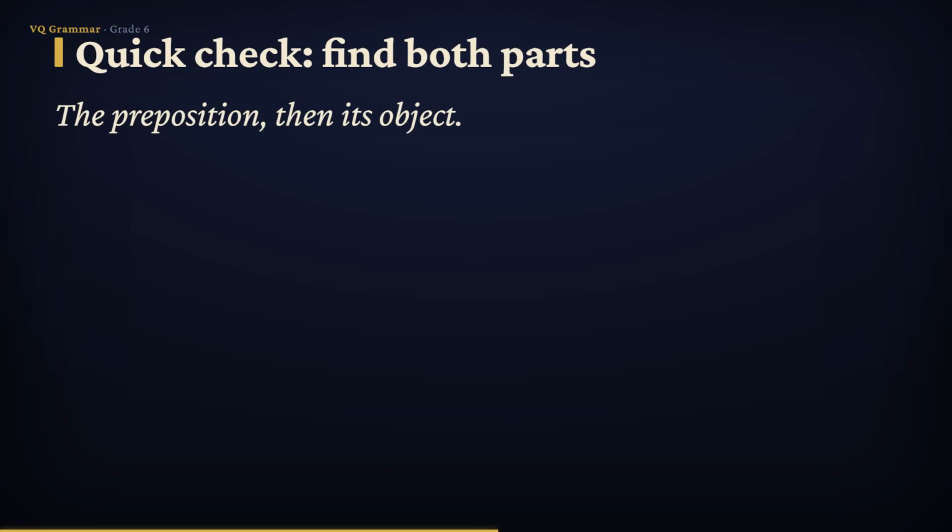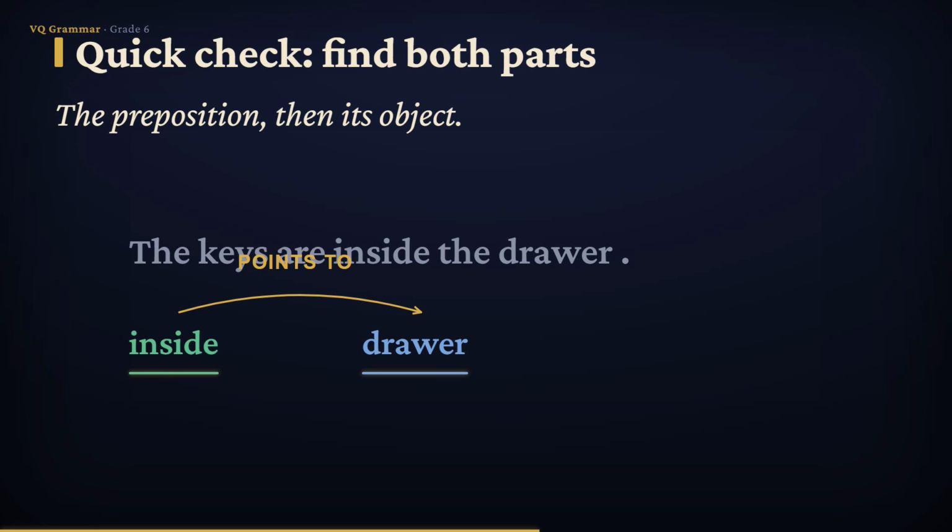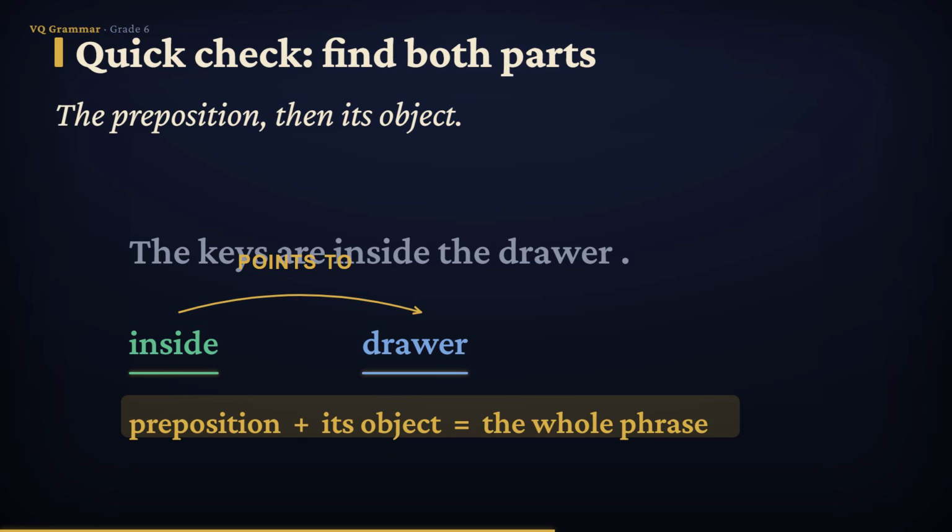Let's run one quick check together. The keys are inside the drawer. First, find the preposition, the word showing a relationship. That's inside. Then look right after it for the object, the noun it points to. That's drawer. So inside is the preposition, drawer is its object, and together, inside the drawer, they make one neat little phrase. Preposition first, object second, every time.